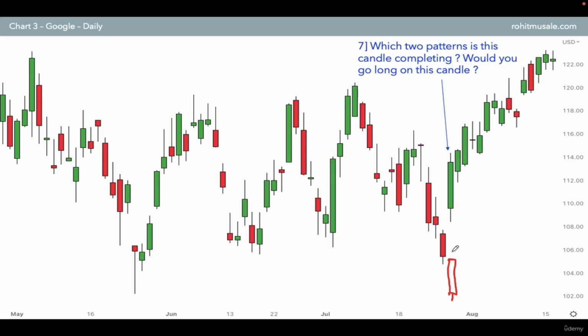That's a bull counterattack. This is a bull separating line, and ideally for a bull separating line, you need this candle to open here, and then you want that green candle like this. That's a bull separating line. If the opening is somewhere here and it goes up like this, then that's called a bull sash pattern. Okay?